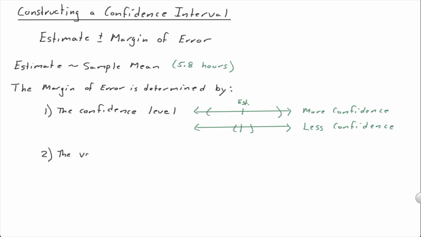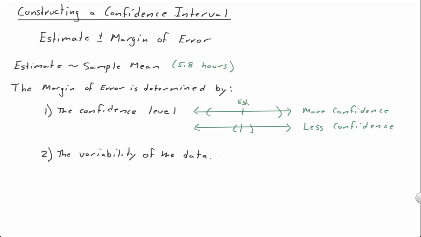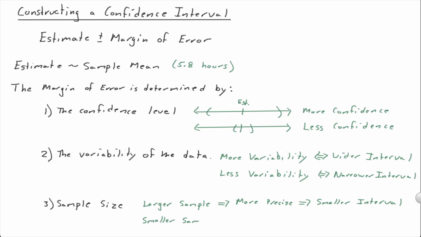Number 2, the variability of the data. The more the data varies, the larger a margin of error we're going to need. More variability means a wider interval to capture it. Less variability means a smaller interval to capture it. Number 3, sample size. The larger the sample, the more information we know about the population, so the more precise we can be in our claim. Smaller samples give us less information about the population, which means more uncertainty, and thus a wider interval.